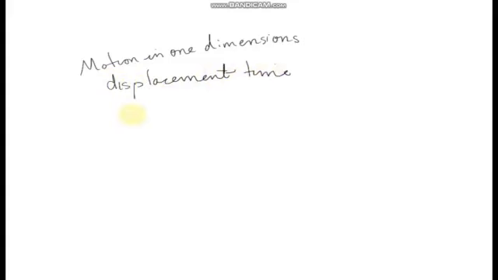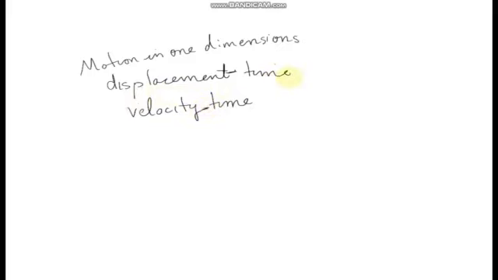Motion in one dimension. The numericals which we are going to do now are all based upon the displacement time graph and the velocity time graph. So in order to do these numericals, you must have complete knowledge about the displacement time graph and the velocity time graph.